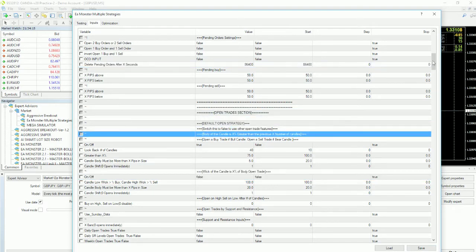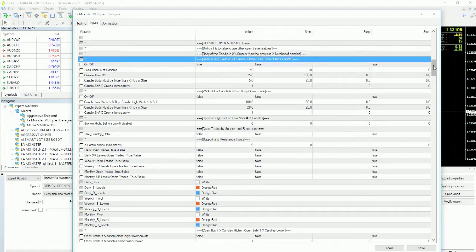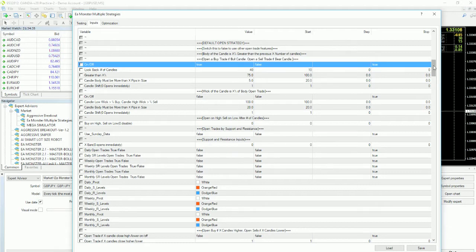And okay, let's get right into it. We're barely scratching the surface of this. I don't know how long the video is going to be, but we're just getting into the open trade section. Right now, this is the default strategy we have here: body of the candle is X% greater than the previous X number of candles. With this, open a buy trade if it's a bull candle, open a sell trade if it's a bear candle.